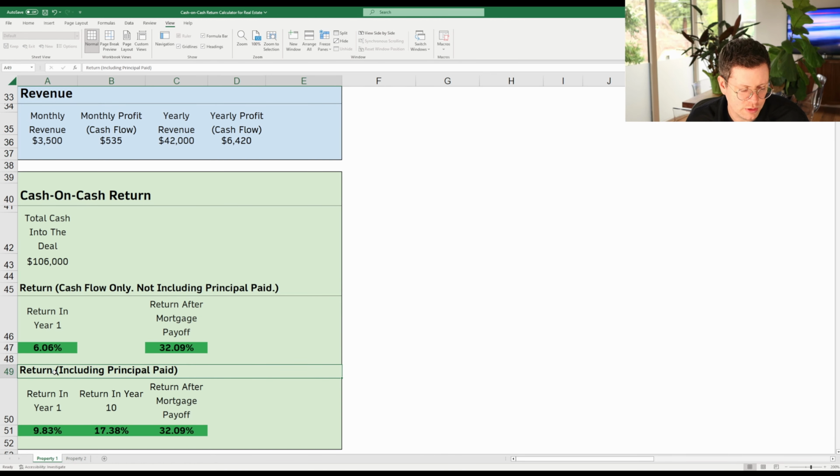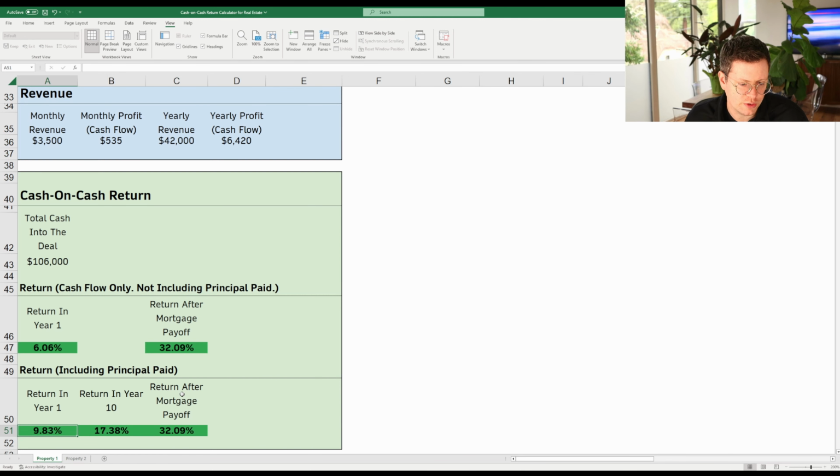On to the next version of cash on cash return, which is the version that I prefer because it really gives you more of a complete picture of what your return actually looks like. And that is including the principal that you pay down on the loan. So in year 1, you can see that at 9.83%, the return is quite a bit higher if you include the principal. And I have also included year 10 in this case, just to show you that as you're paying off more of the principal and less of the interest as the years go on, your cash on cash return is going to keep going up.